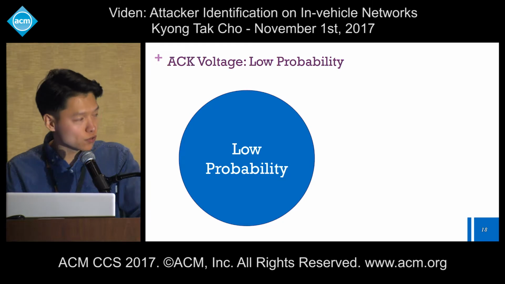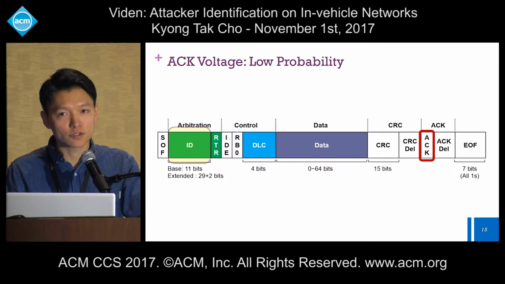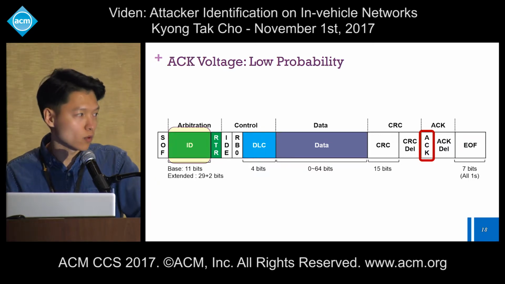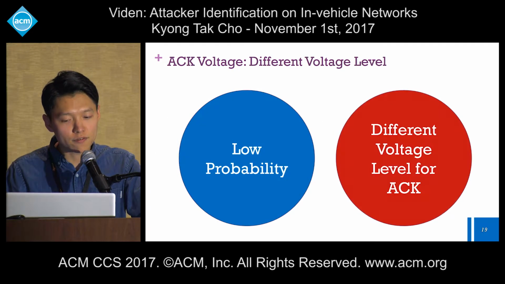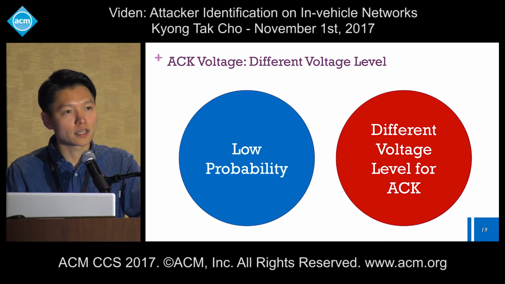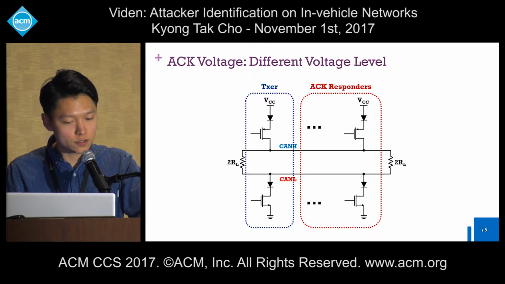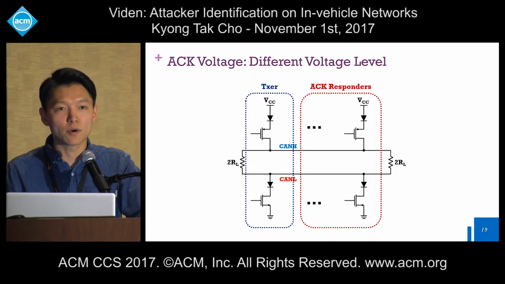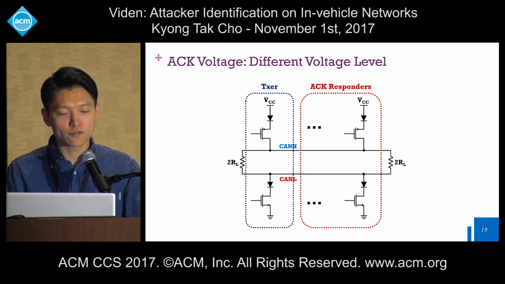First, we exploit two facts. The probability of measuring this ACK voltage is not really high, because there's only one bit within, say, about 128 bits of a CAN message. And the second property is that there is a different voltage level for the ACK. Because those transceivers are connected to each other in parallel, those voltage levels tend to be much higher in CANH and much lower in CANL. We exploit this fact to derive two different things.